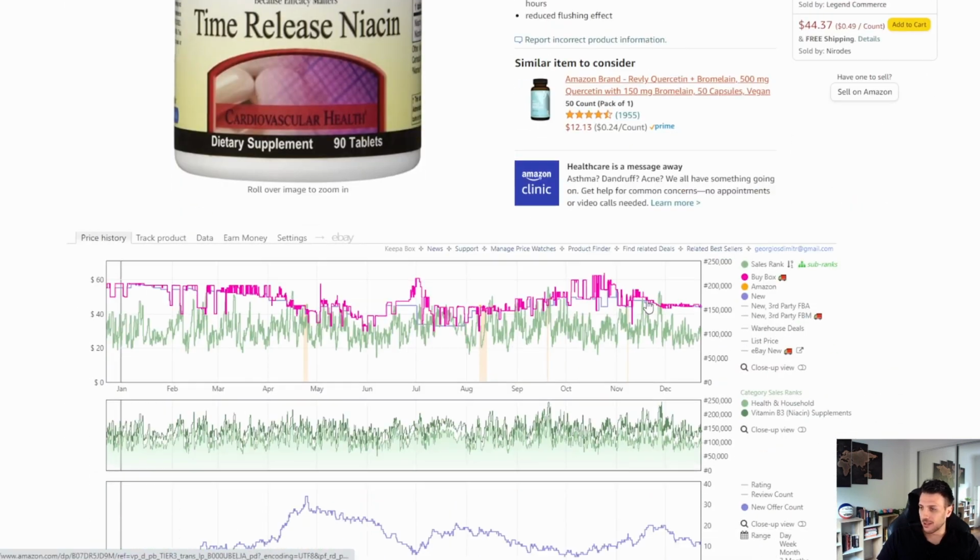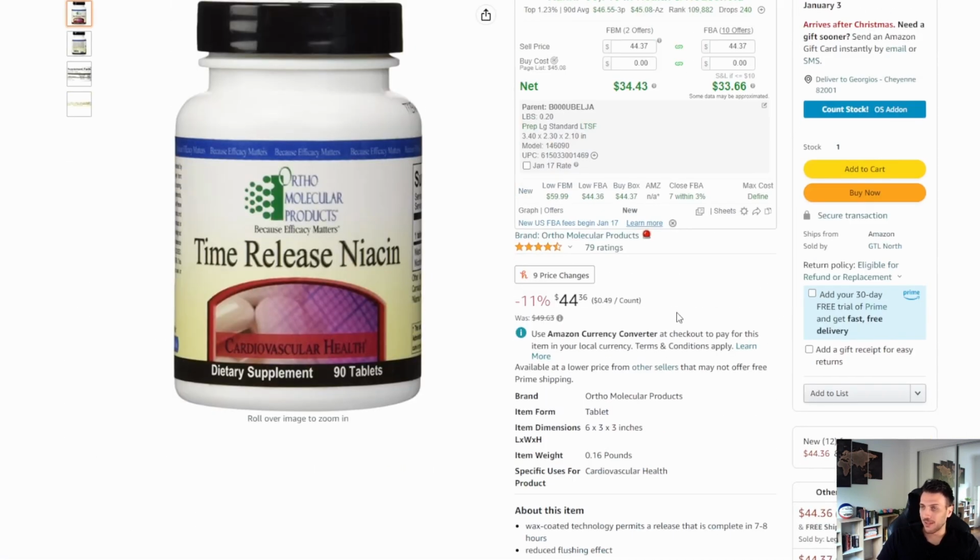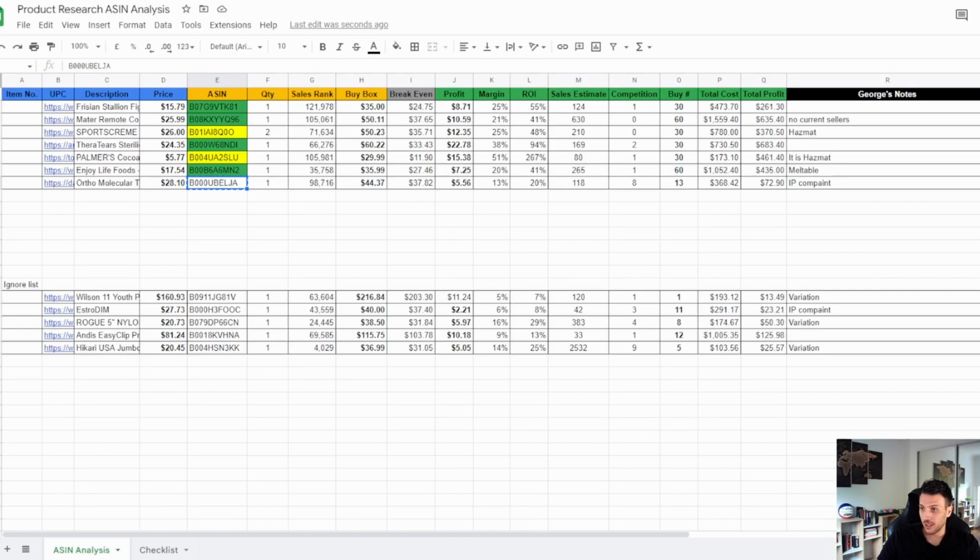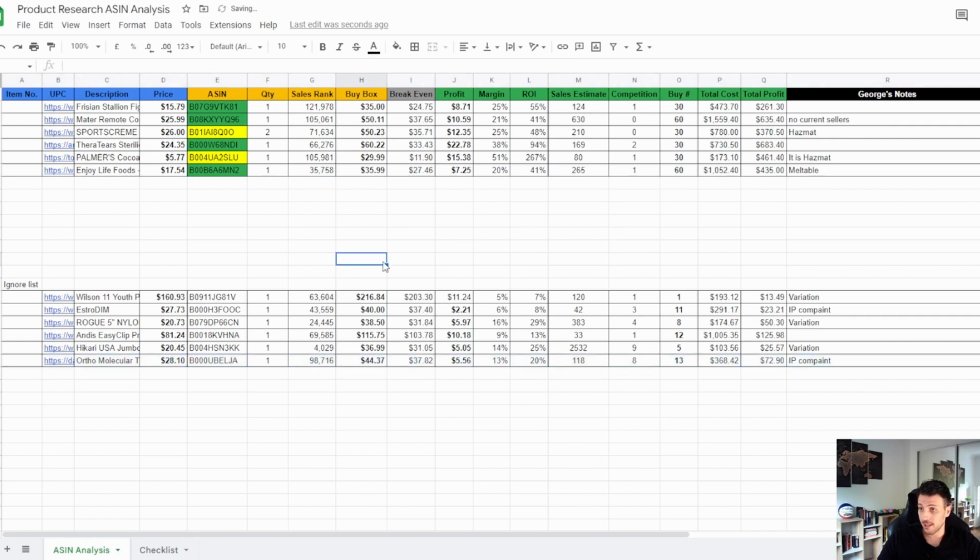Yeah, it's pulling up a lot of red flags. We don't even have to look at the checklist on this one. I believe that's not a good one. So I'm going to paste it in here, and we're not going to consider this.